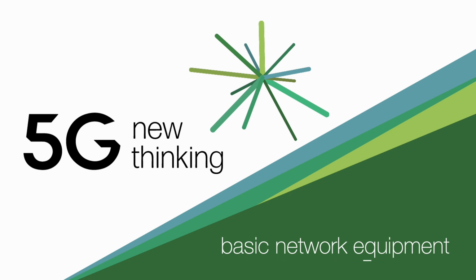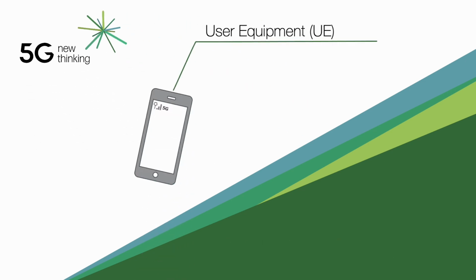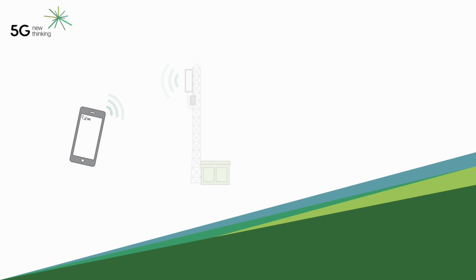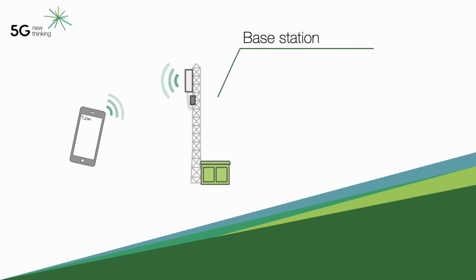In this video, we'll take a look at the basic equipment required to run a 5G radio network. First, let's have a quick look at the general network layout. A 5G connected device such as a handset is referred to as user equipment or UE. UE communicate with a base station by sending and receiving radio waves.